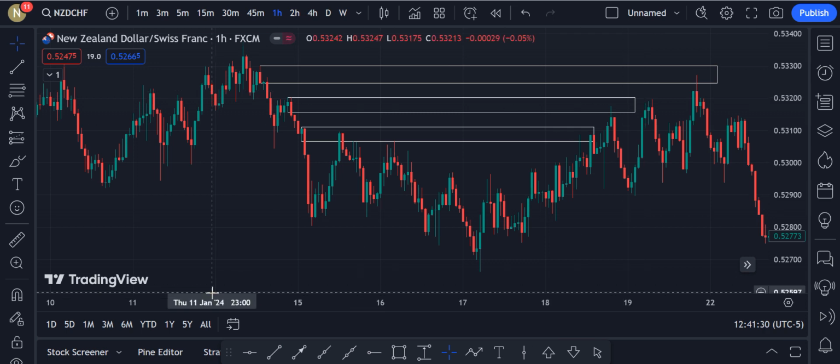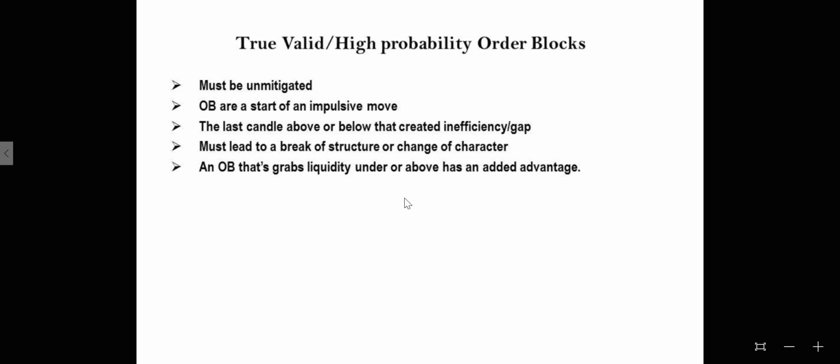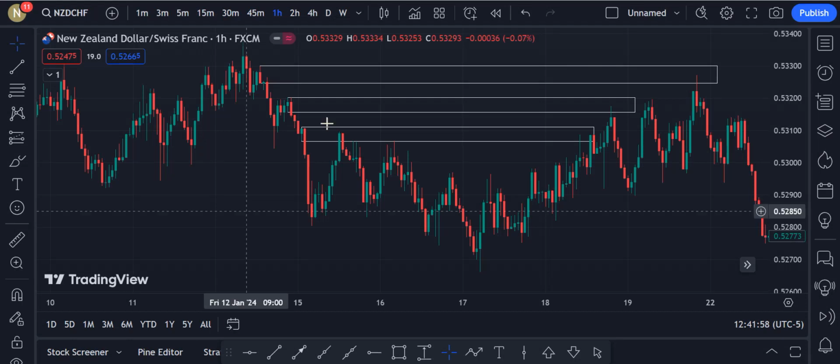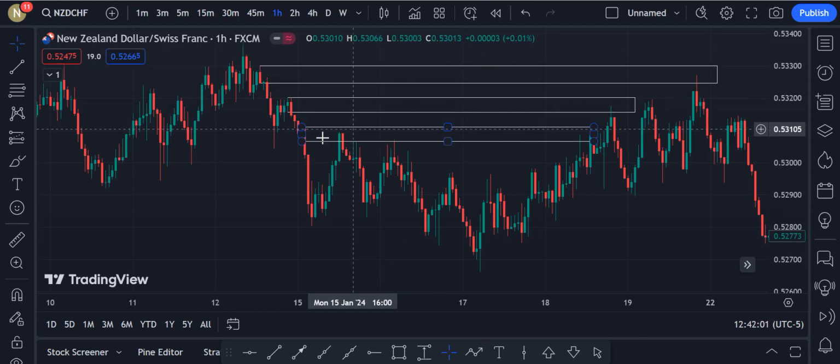So consider these things when you're entering the market, that when you're spotting order blocks, that order block must be unmitigated. It must have created an impulsive move. It must be the last candle above or below that created inefficiency. So always look for the inefficiencies in the market. Look for those inefficiencies, the gaps. First of all, consider the impulsive moves. Impulsive move, I simply mean this. Do you see these impulsive moves? These strong drops. That's an impulsive move.